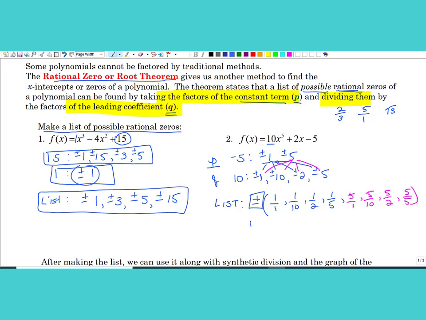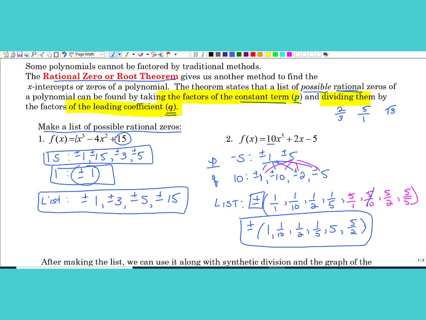I'm going to go ahead and reduce some of those fractions. So that's 1, 1/10, 1/2, 1/5. That's 5. Now 5 over 10 is the same as 1/2, so I'm not going to list it again. And then I have 5 over 2, and 5 over 5 is the same as 1. So that's my final list.